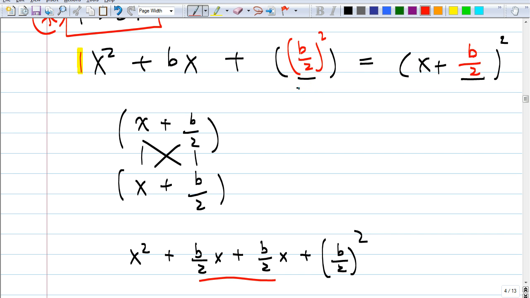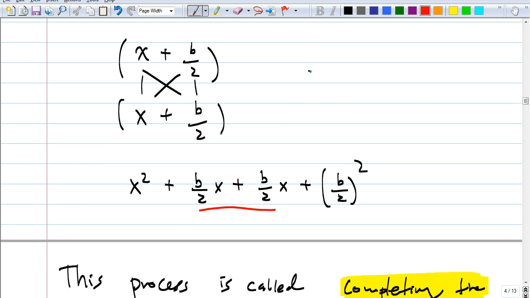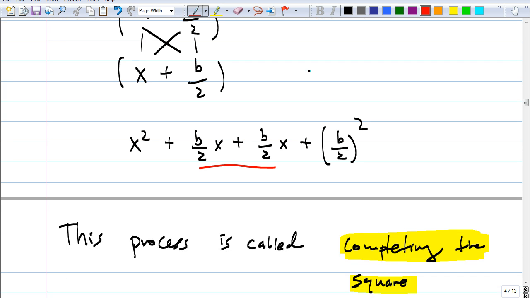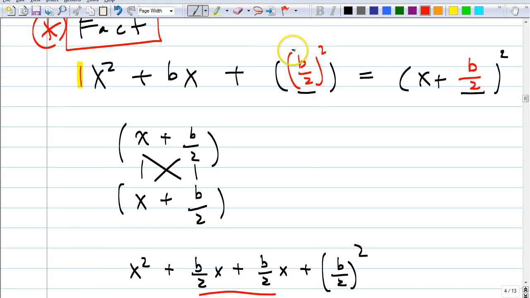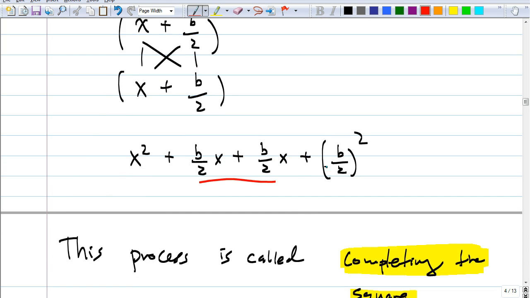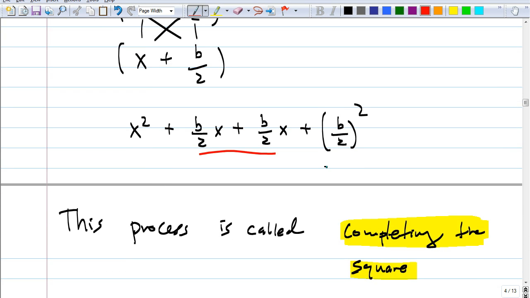So you could always verify. By the way, this process of figuring out this b over 2 squared is called completing the square. Okay? So on your homework tonight, they're going to ask you to complete the square. And do you know what to do then if they ask you to complete the square? Yeah. You're trying to figure out what this number is. Well, you're trying to make it so that the trinomial becomes a perfect square trinomial. Does that make sense, Judy? That's why it's called the completing the square method. You're trying to make it into a perfect square trinomial. Right? Does that make sense, guys?